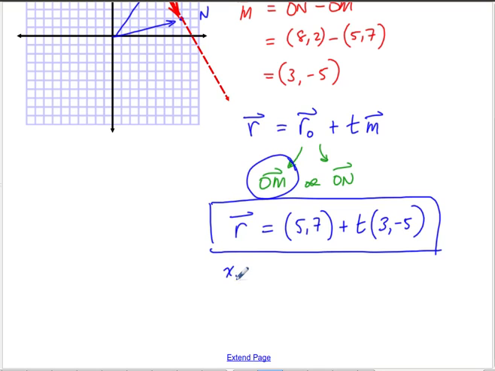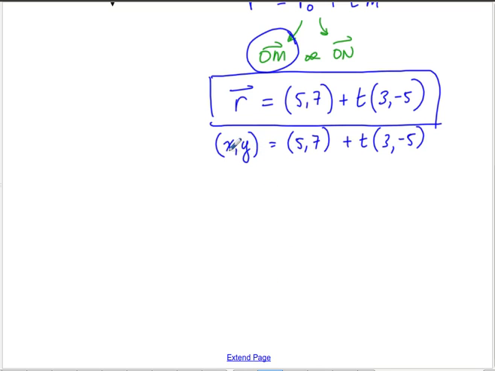form, which is that the x and y component of the resultant vector is equal to the x and y component of the initial vector plus a scale factor times the x and y component of the direction vector. And so my parametric equations, I take the x component of the resultant vector is equal to the x component of the initial vector plus the scale factor times the x component of the direction vector.